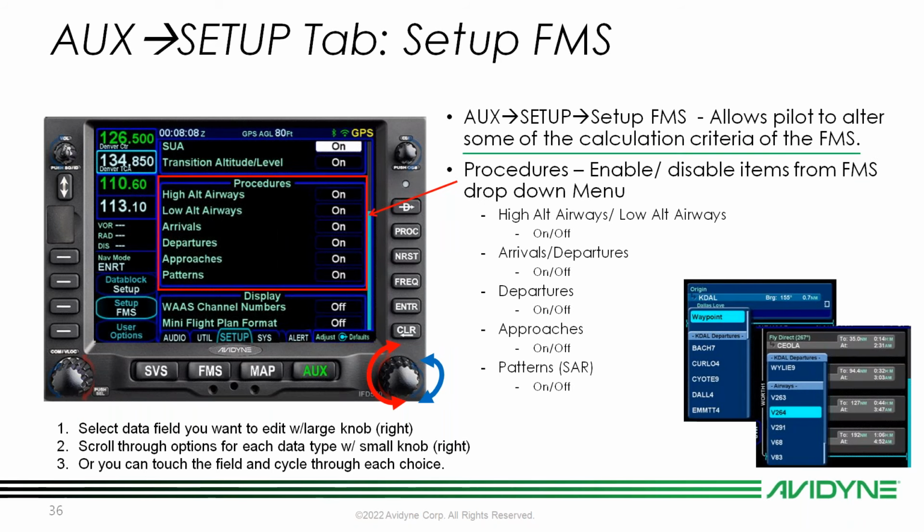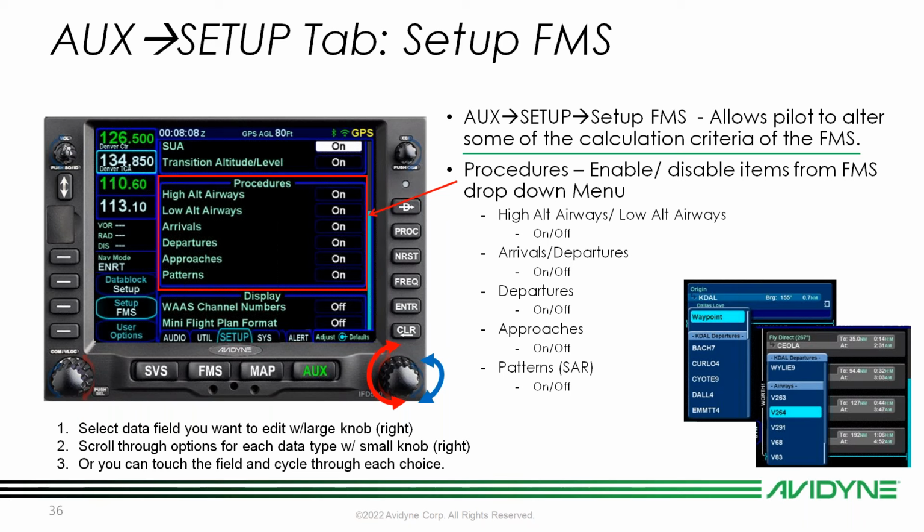Now, procedures. This is what's going to filter out some of those procedures when we hit the procedure button. Maybe we're not interested in high altitude airways, so we can turn those on and off, right? Low altitude airways on and off. Arrivals, departures, approaches, and different patterns, we can turn those off as well.